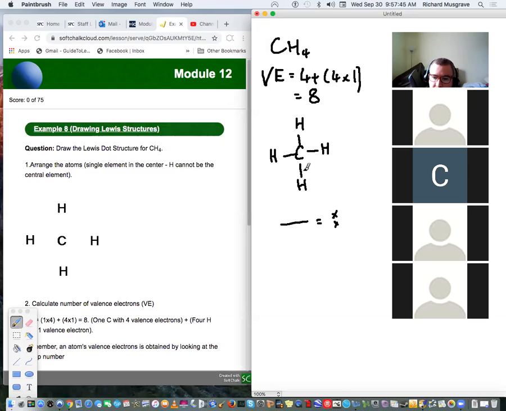So if you count up the number of electrons that we've used, we've got 2, 4, 6, 8. So we've used up all our valence electrons. And that's one of the rules that we have to abide by when dealing with Lewis structures. We must use the exact number of valence electrons, VE, that we calculate.